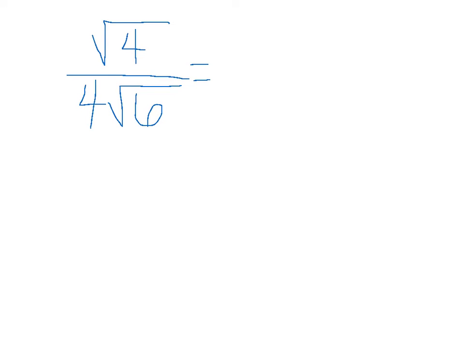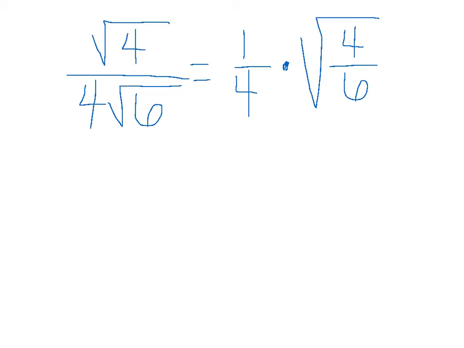So I'm actually going to bust this up like this, where we have 1/4 times the square root of 4 over 6, like this, so that I can simplify. I know that 4 over 6 is equal to 2/3.